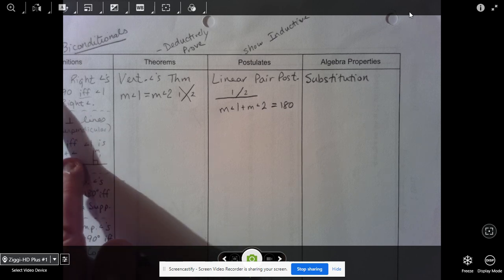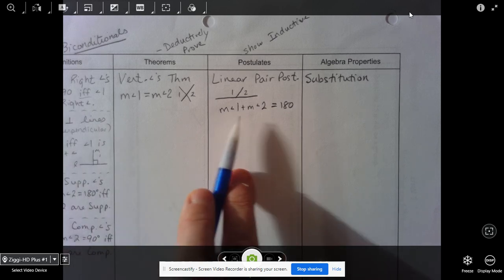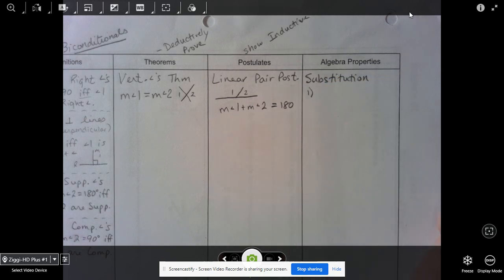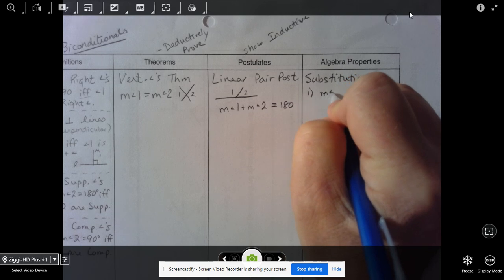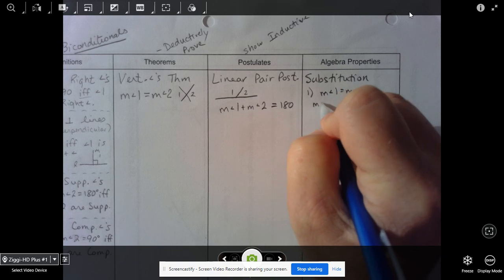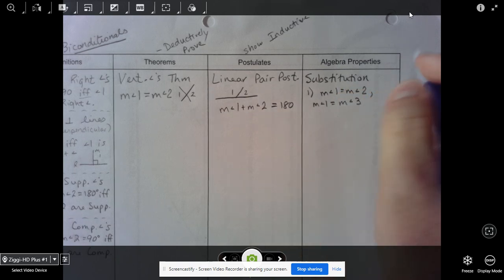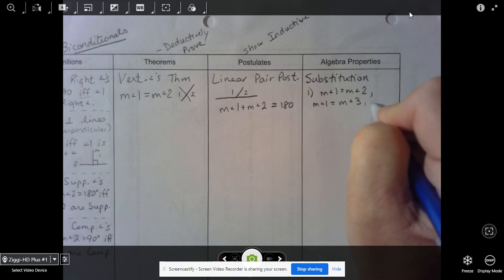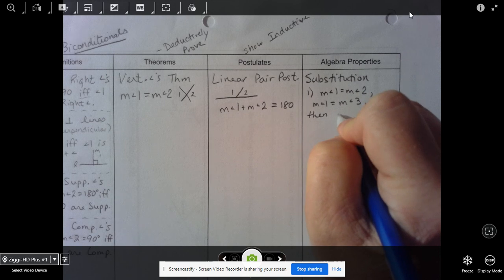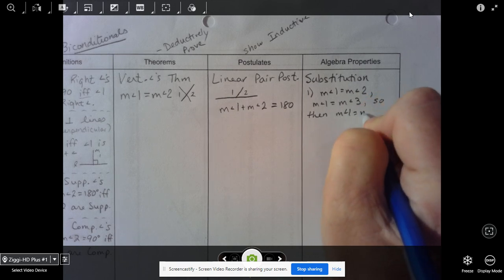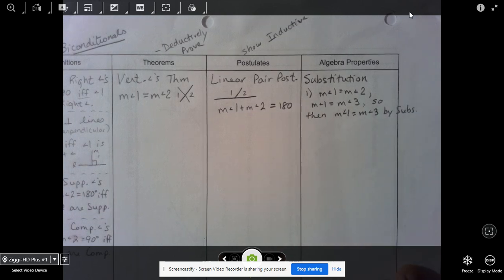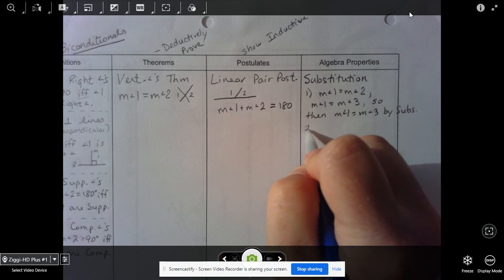You can only use it if you have an equal sign with addition or something of that quality. But there are three basic types of substitution that you're going to see. If we know that the measure of angle 1 equals the measure of angle 2, and the measure of angle 1 equals the measure of angle 3, then by substitution, we can say the measure of angle 1 equals the measure of angle 3. So that's when we're using substitution for one aspect of that.